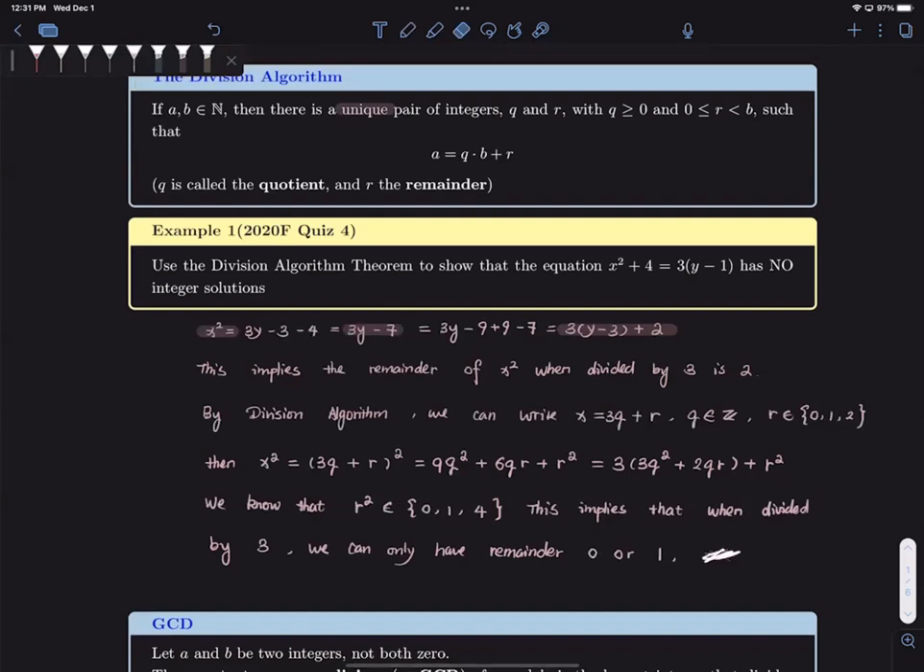Let me write the contradiction specifically. Cannot be 2. Okay, so this is a contradiction, and this is our proof. Question? Clear or no? Clear. Cool.